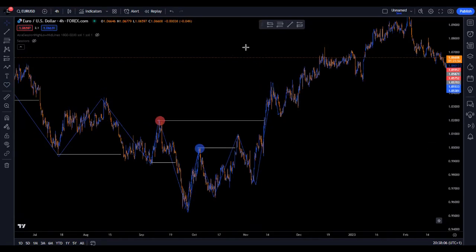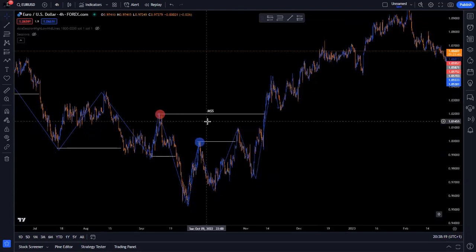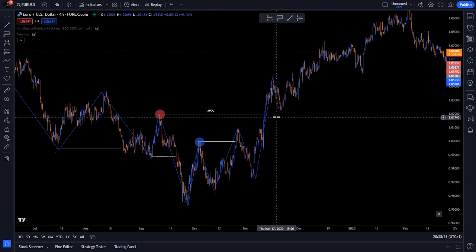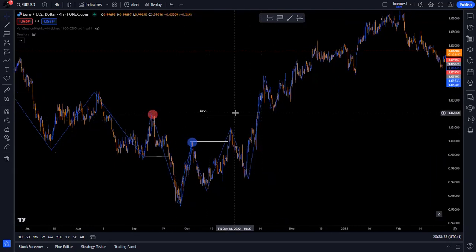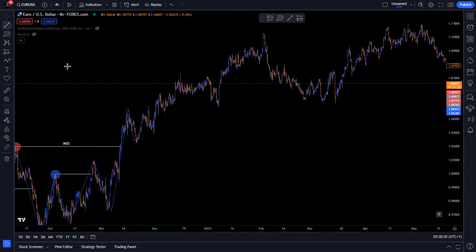Someone is saying red. Correct. So now we have the market structure shift on the red dot. This is where we have the market structure shift. From this point we confirm that the trend has turned bullish, sorry, from a bearish trend. All right, now let's continue with the uptrend movement.